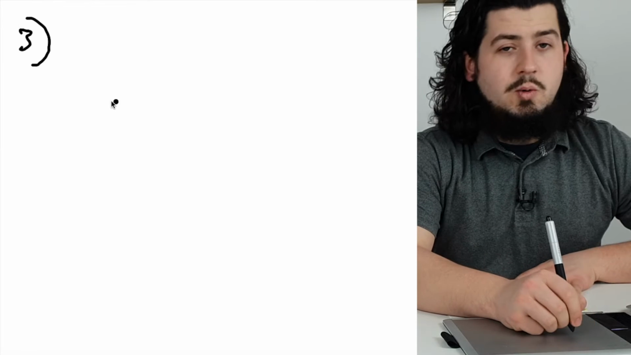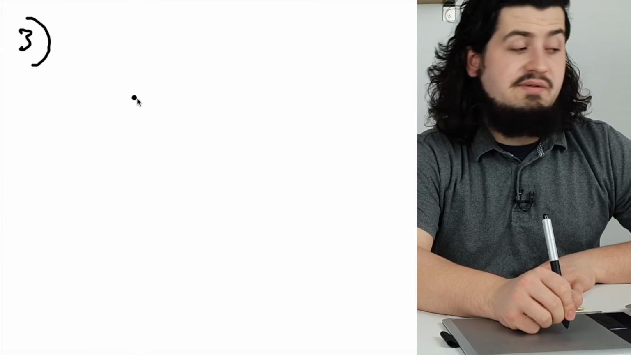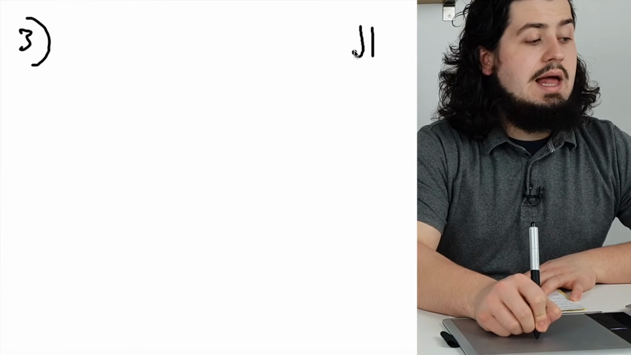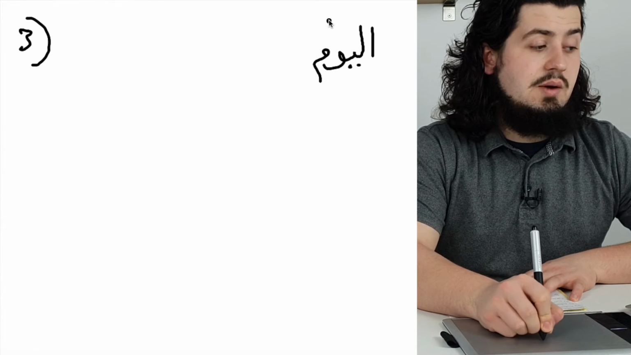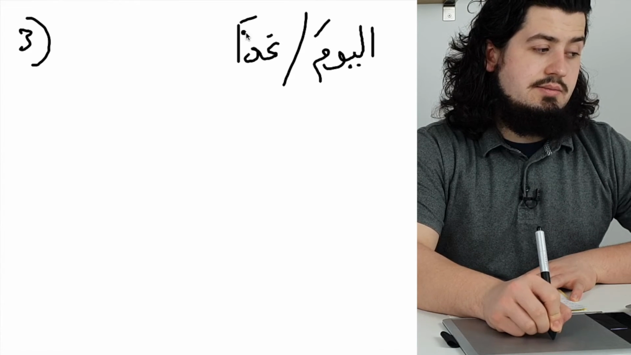Third one is a bit quicker for us to deal with. Normally in Arabic, words to do with time have a fatha. Let me give you an example. If we're saying today, we say اليوم. Or if we're saying tomorrow, we say غدا for tomorrow.